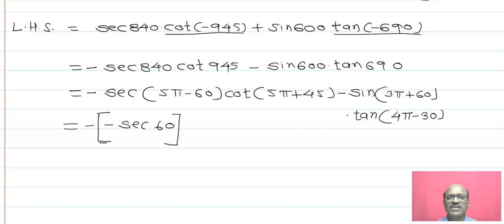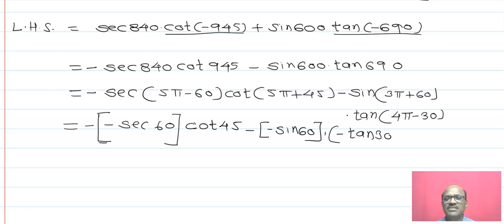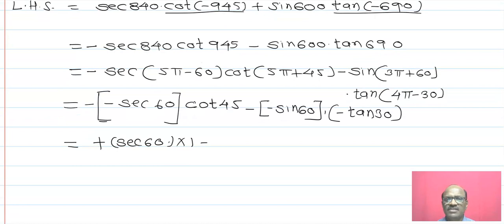Now sec of 5 pi minus 60. Now it will come minus sec of 60. It is in the second quadrant. Cot of 5 pi plus 45. Now again it will come in the fourth quadrant. Therefore in fourth quadrant cot is positive. Next is sine of 3 pi plus 60. 3 pi plus 60, it will come again in the third quadrant, and tan of 4 pi minus 30, it will come in the fourth quadrant. Therefore these are the values.